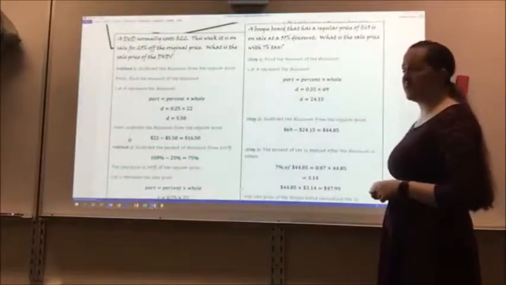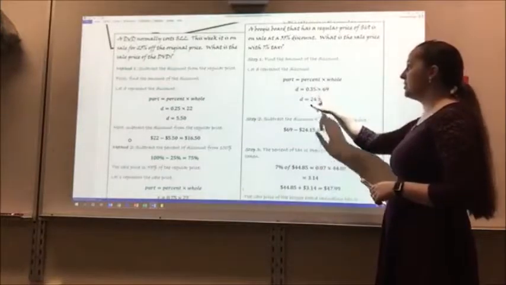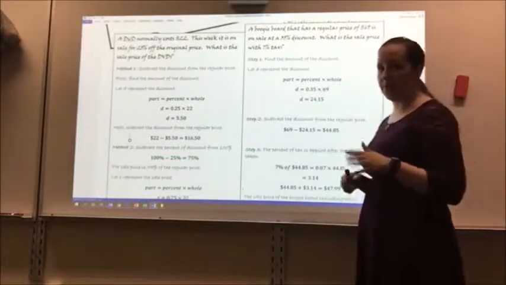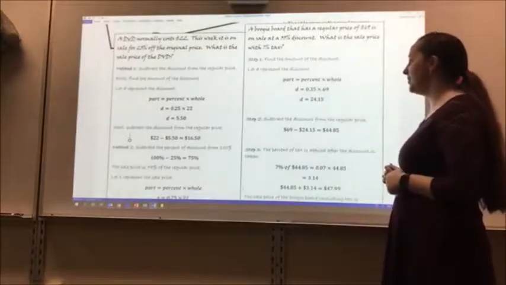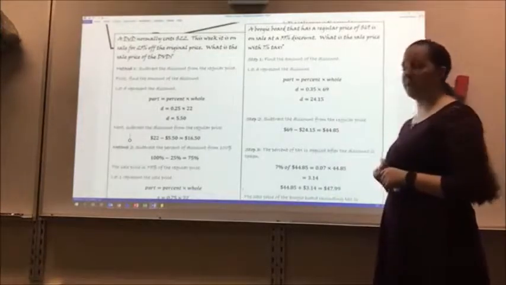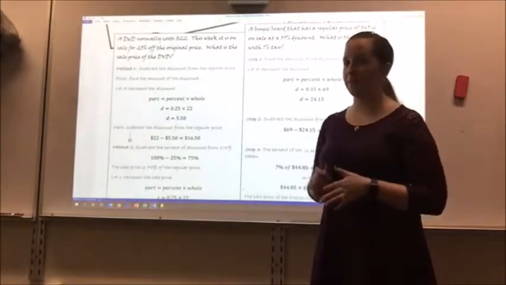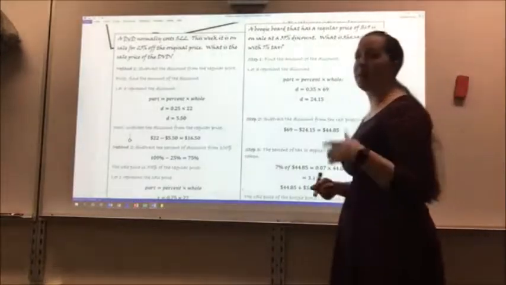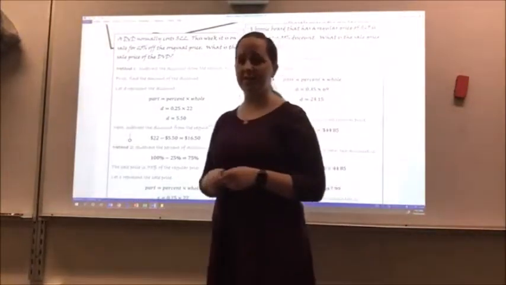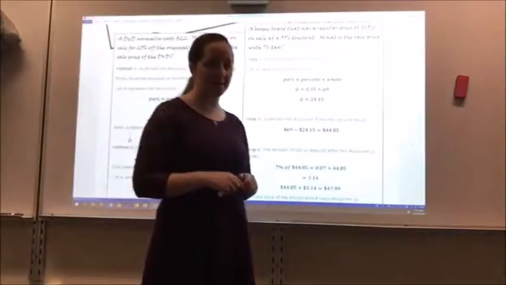So step 1, I find the amount of discount. Let D represent the discount. Part equals percent times whole. D equals 0.35 because it was a 35% discount times 69, which was the price of the board. That's $24.15. That's the amount of money that I'm saving on this board. So I subtract the two numbers. 69 minus $24.15 gives me a total of $44.85.